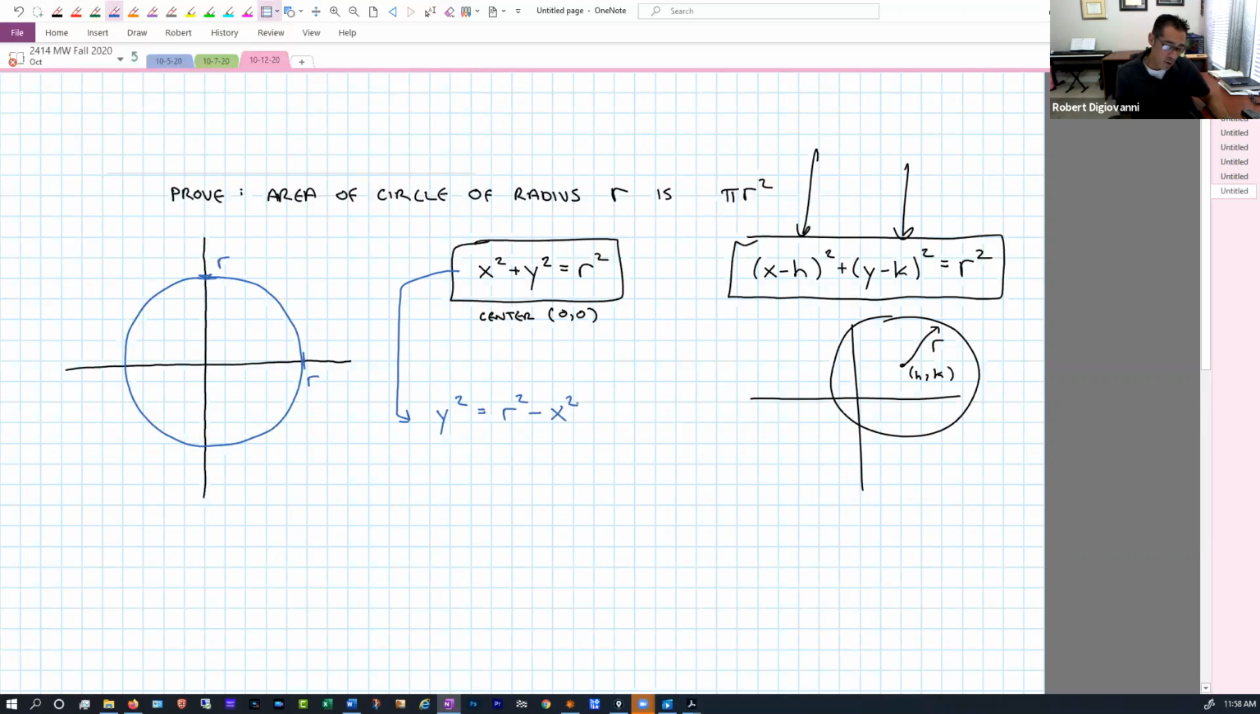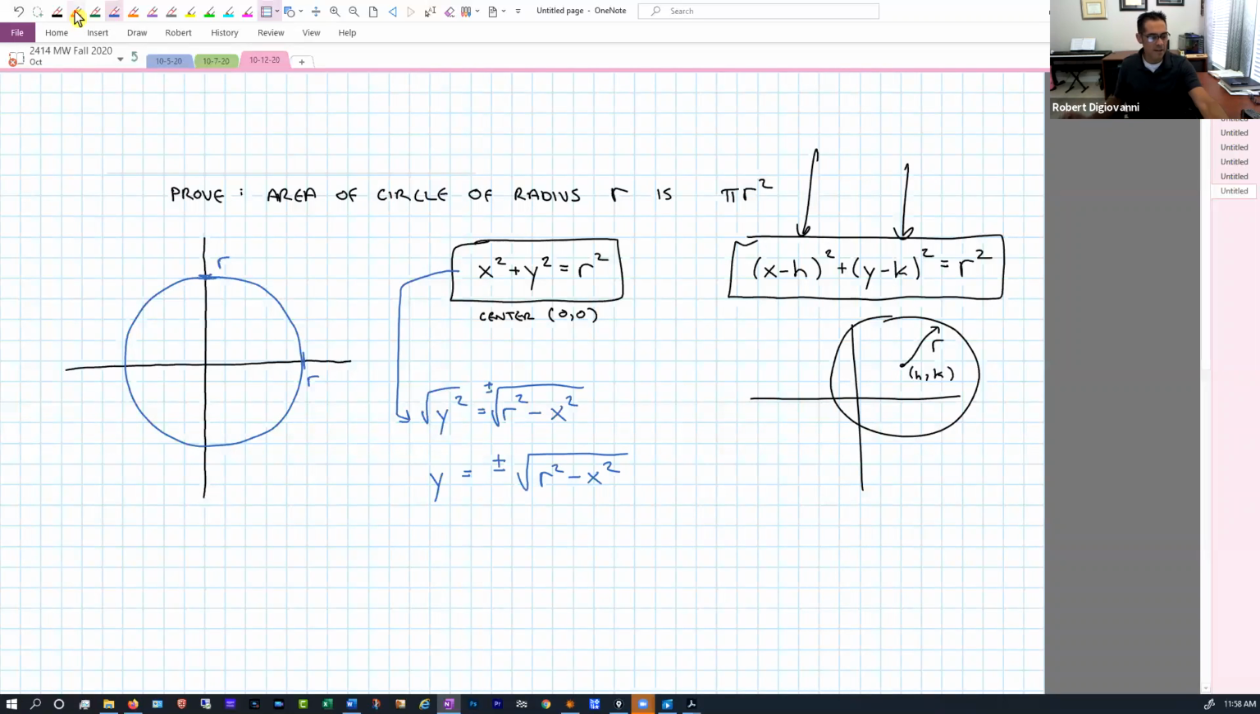And then if I really wanted to, I could take the square root on both sides, right? Take the square root on the left, take the square root on the right. The thing is, I would have to do plus or minus. Anytime I take a square root, I have to do plus or minus. So y equals plus or minus the square root of r squared minus x squared.